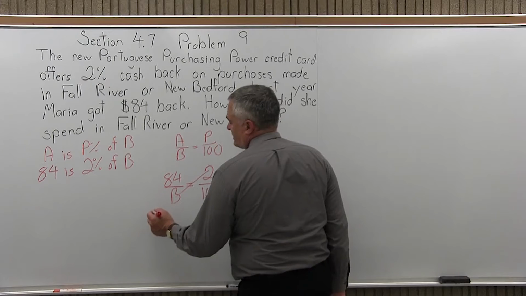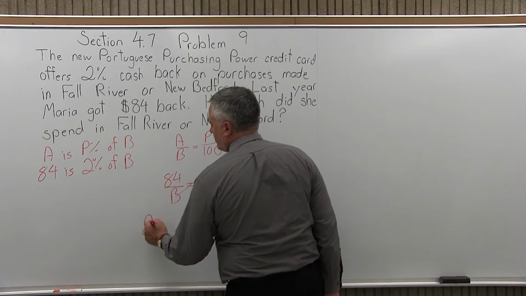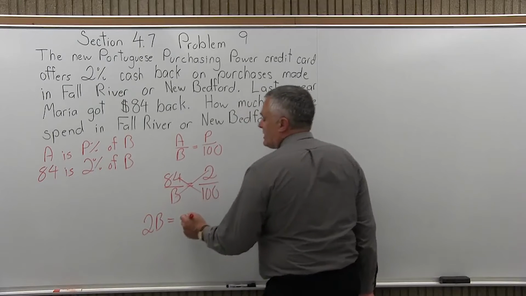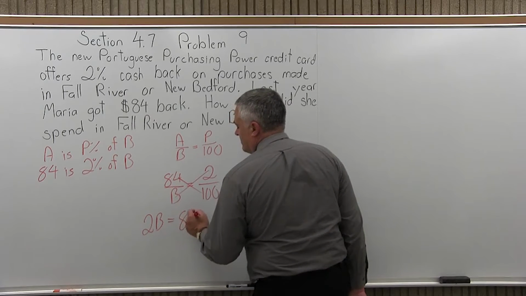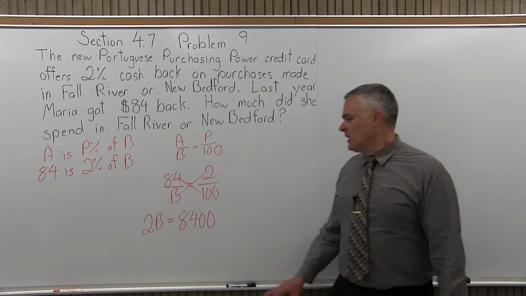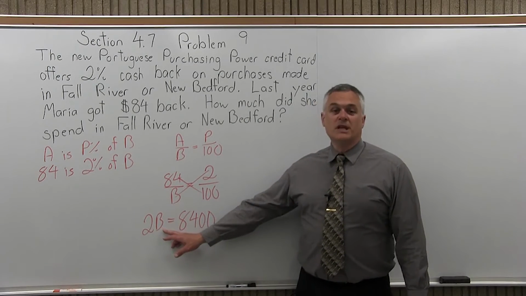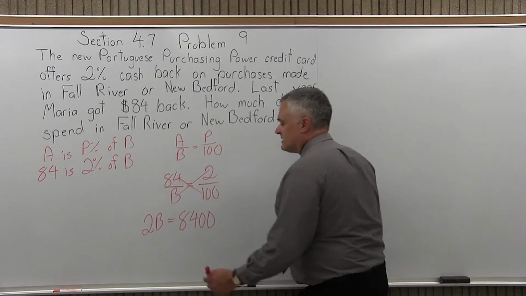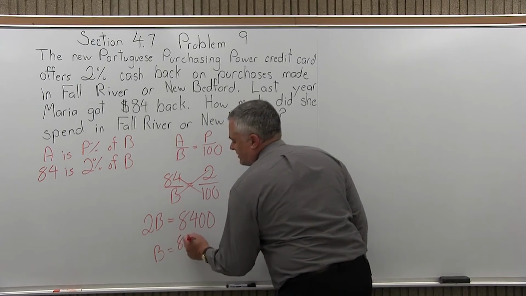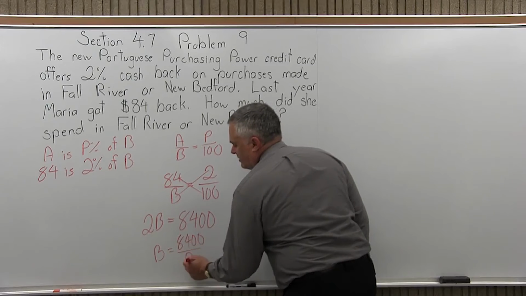So going this way, B times 2, write 2B, and this way 84 times 100, 8400. Now, that's not the answer yet. I want B equals, not 2 times B equals, and I can find that easy enough. B equals 8400 divided by 2.